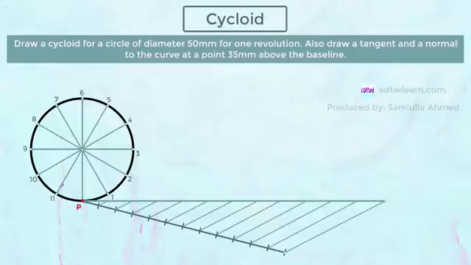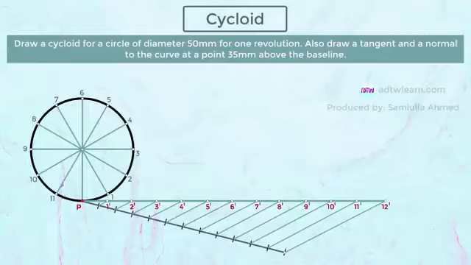After this, mark these points. Do the naming for these points. Here, it will be 1 dash, 2 dash, 3 dash, 4 dash, and so on till 12 dash. So, this is the method of dividing any line into an equal number of parts.